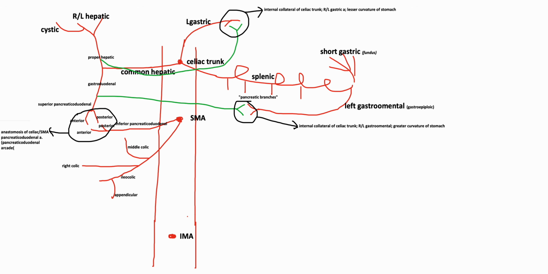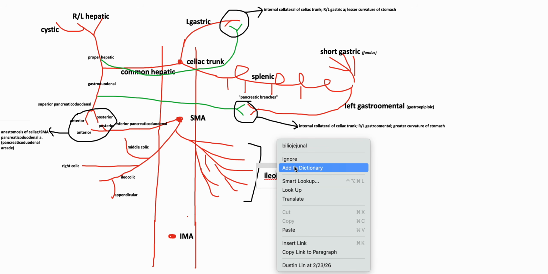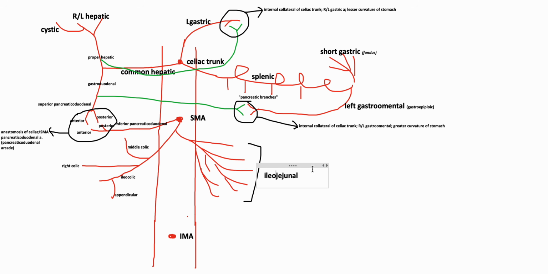On the other side, the SMA will give off branches going to the jejunum and the ileum that are known collectively as ileojejunal arteries. So, I'm going to draw a bunch of branches going this way. And we will call all of these arteries ileojejunal. Did I spell that right? Ileojejunal. Yes, I did.